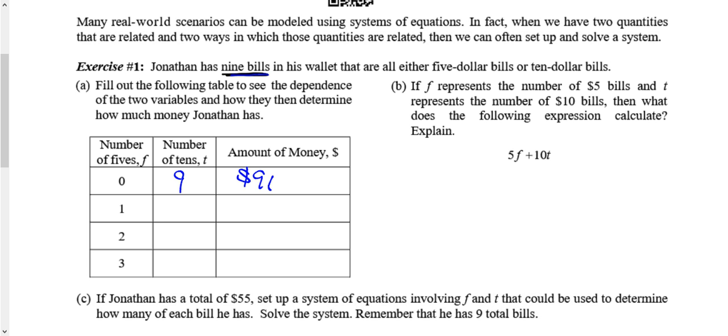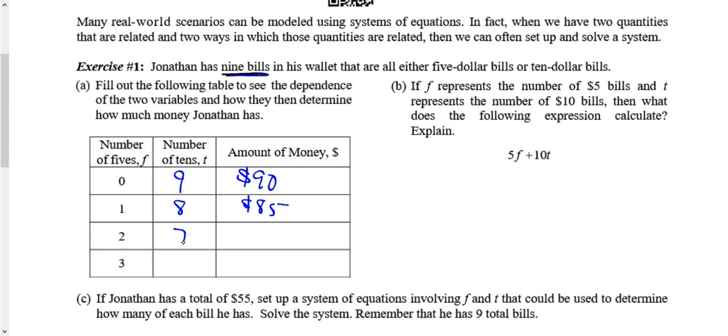$90. All right, so the next one, he has 1 5. That means he has how many 10s? 8 of them. How much money does he have? 85. Right? 80 plus 5, so he's got $85 in this case, right? 2 5s. How many 10s? 7. Got to have 7 to make it add up to 9. And how much money does he have now?